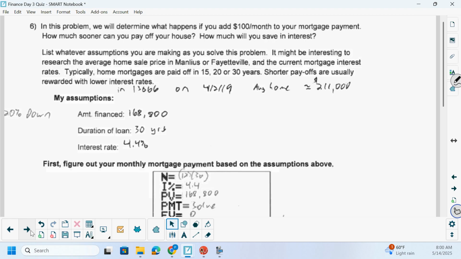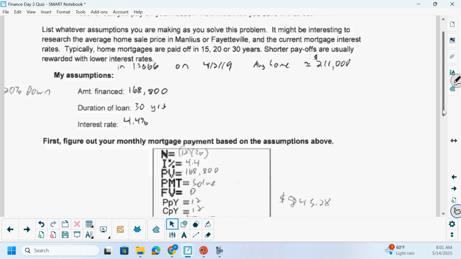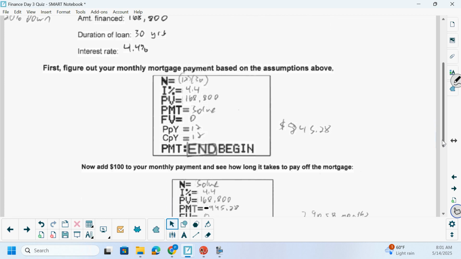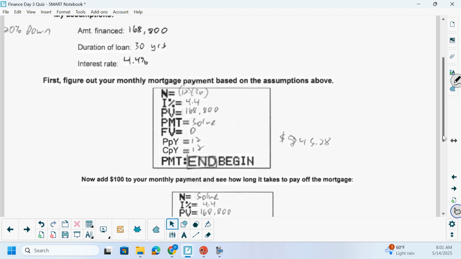Okay, when I originally did this key, I did it in 2019, and I looked up what the average home price at that time in the zip code 13066 was, and it was $211,000. Today, that would be significantly higher with how home prices have raised. So the assumptions I made, that was a 20% down payment. So after that 20% down payment, my loan was going to be 168,800, 30-year loan, and at that time I looked up the average interest rate was 4.4%. These days, interest rates are up in the sixes at least. So I use that to help calculate what my monthly payment would be. So it was $845.28. Now your answer would be different there depending on the assumptions that you made.